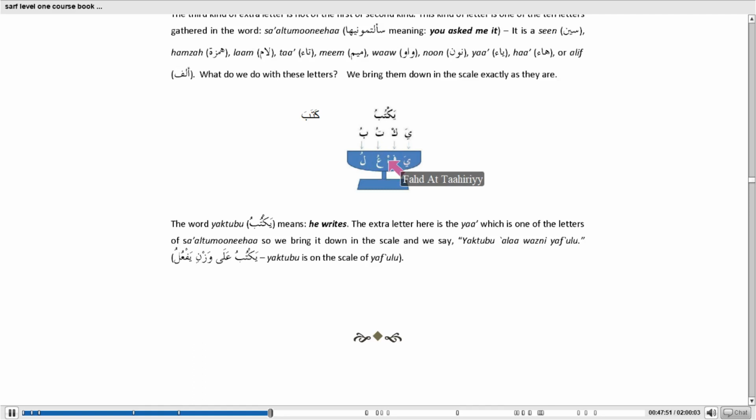Okay? So be careful. Sometimes you might come across such verbs, any verbs which are mudari'. So don't go ahead and put the first letter on the fa. No, because the letter you are asked to put on the fa is the first original letter. So the first original letter, my dear brothers and sisters, goes where? On the fa. And the second original letter goes on the ain. And the third original letter goes on the lam. Understood?